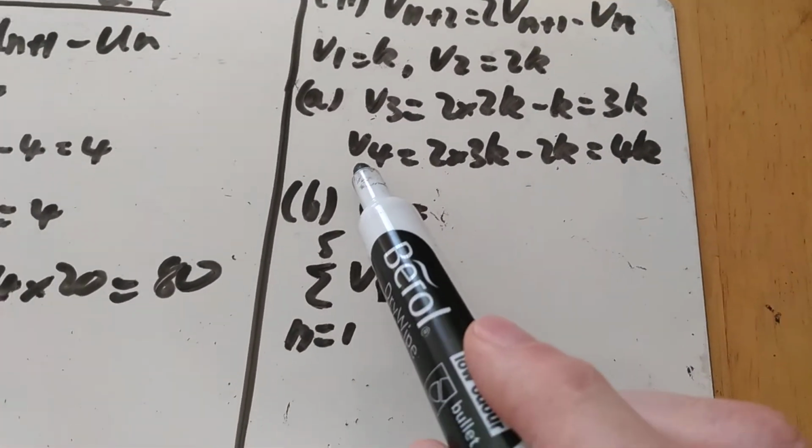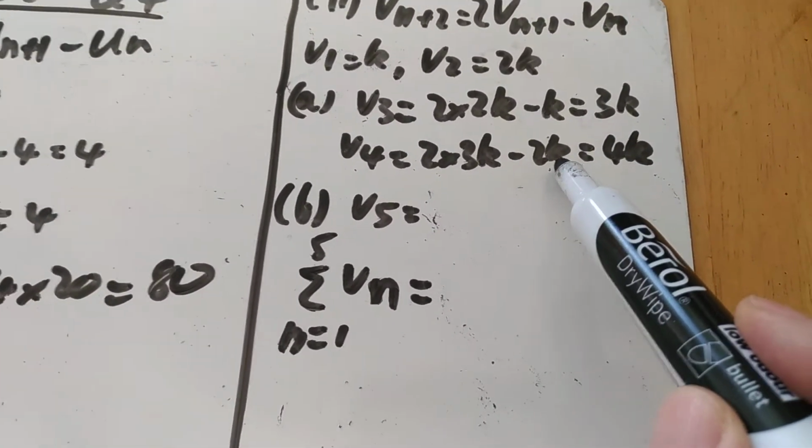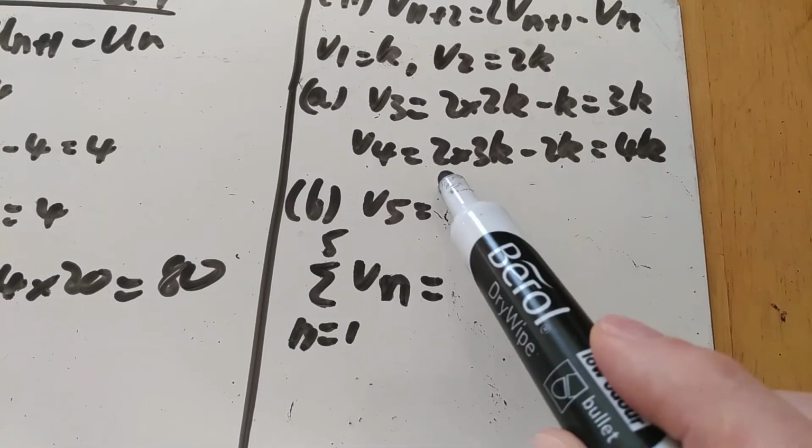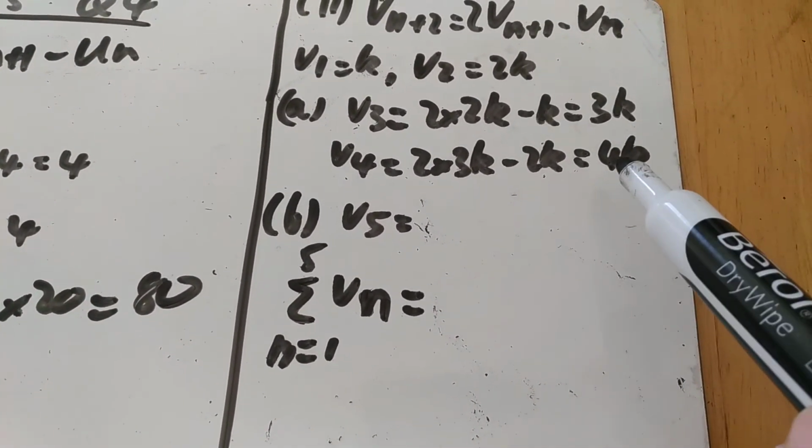Do the same for the next term along. Put the 3k in this slot here, put the 2k in that one there, because that's the third term, that's the second term. 2 times 3k minus 2k, 4k. And it's a 2 marker piece with those.